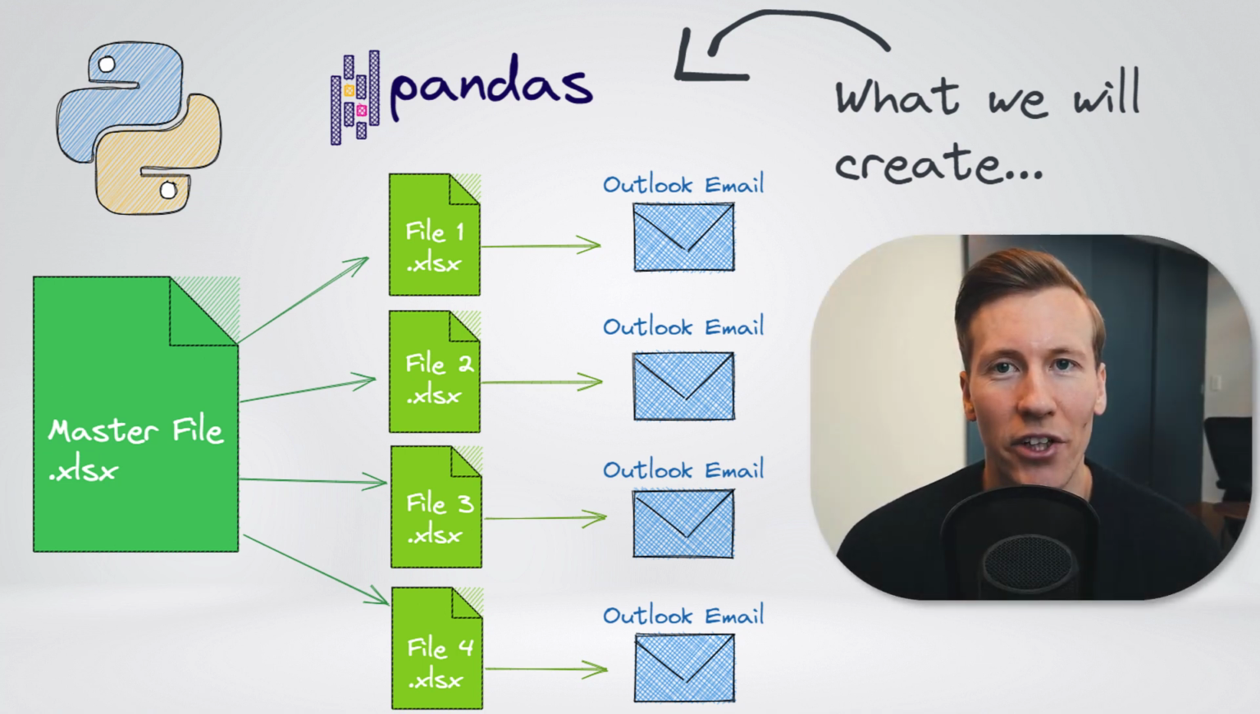Hey guys, in this video I will demonstrate how you can use pandas to automate the creation of Excel files, which you can then distribute via email to a list of contacts. To send out the emails, we are going to use the desktop application of Microsoft Outlook. So if you want to follow along, you also need to have Microsoft Outlook installed on your computer.